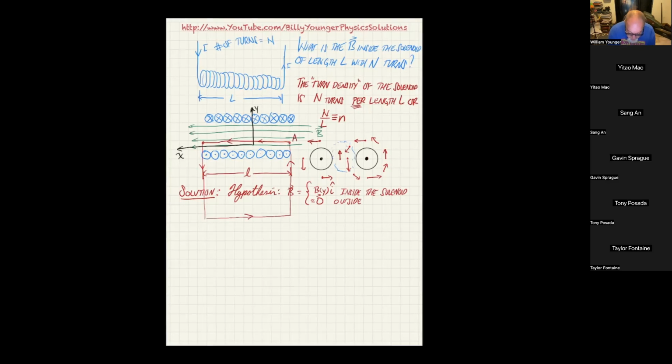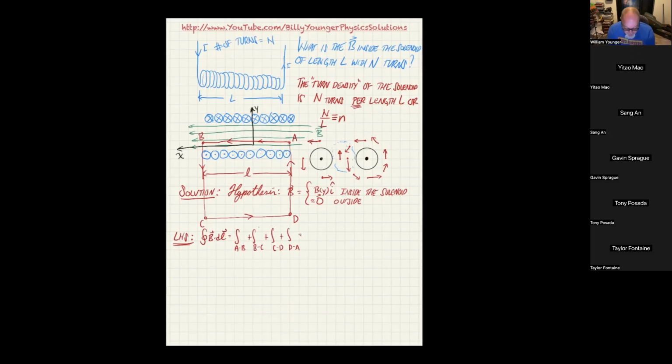I will call this A, B, C, and D. So now we can work with the left-hand side. The left-hand side says the closed integral of B dot dl is equal to the integral from A to B plus the integral from B to C plus the integral from C to D plus the integral from D back to A.